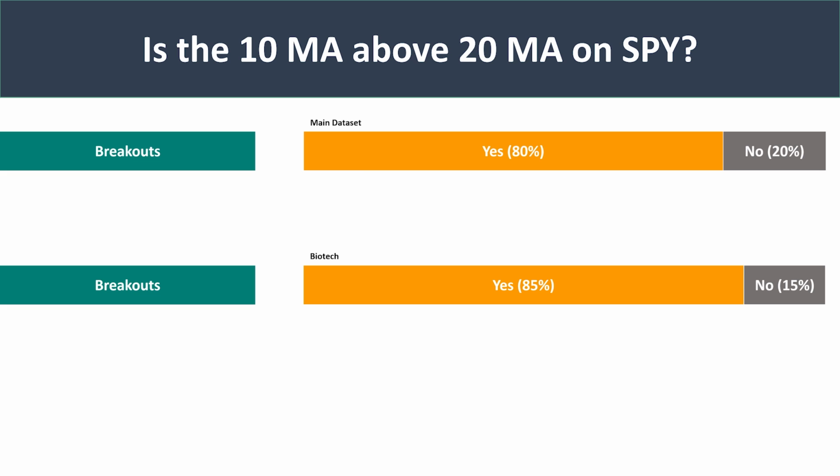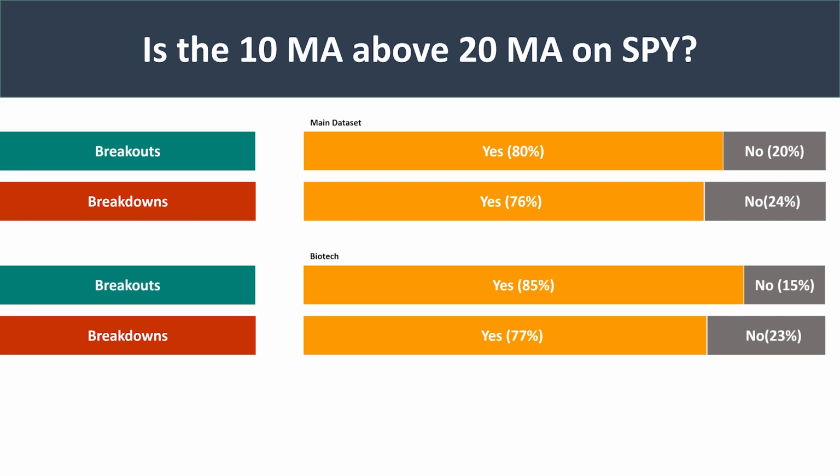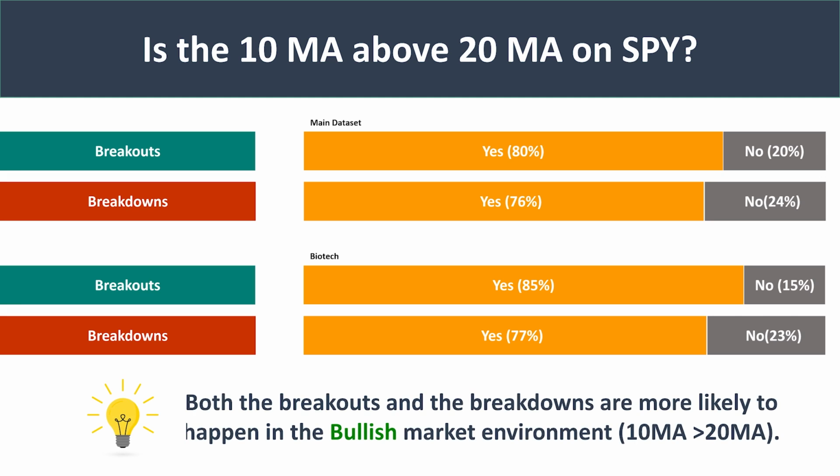Is the 10 days moving average above the 20 days moving average on SPY? Here are the results for breakouts in the main dataset and biotech, surprisingly similar. And then here are the results for breakdowns in the main dataset and biotech, again, very close to each other. Both the breakouts and breakdowns are more likely to happen in the bullish market environment, when the 10 days MA is above the 20 days MA on the SPY ETF.